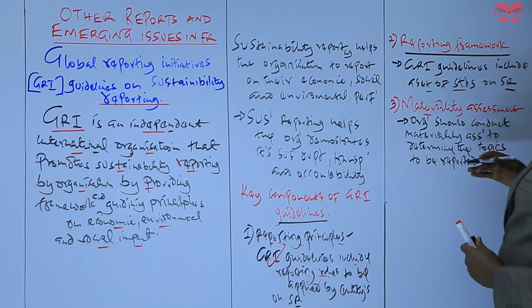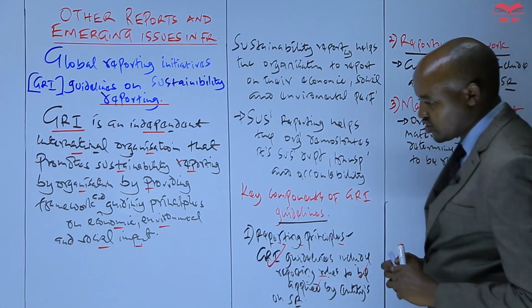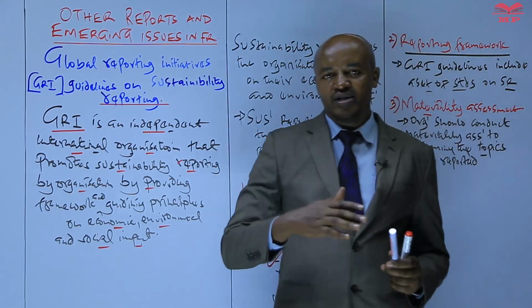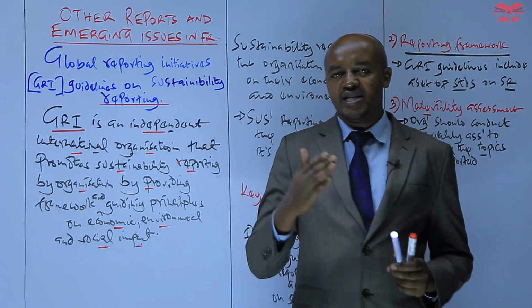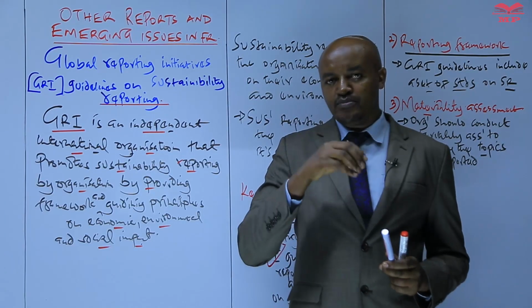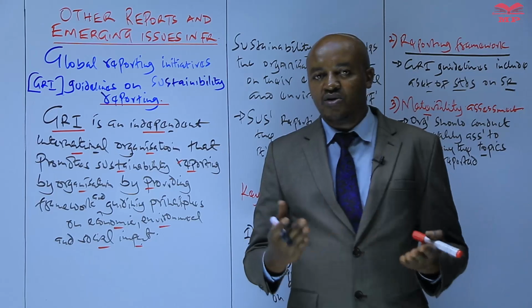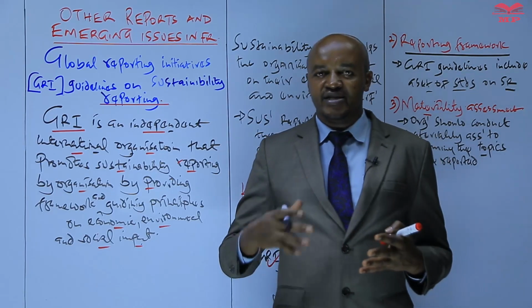So in this case, when we talk about the reports or the topics to be reported on, it means that an organization, once it conducts that particular materiality assessment, will be able to know the topics to be reported on, and basically these are topics which are relevant to the various stakeholders.